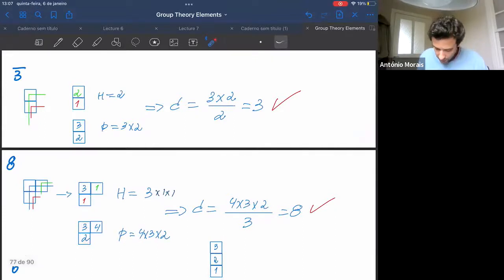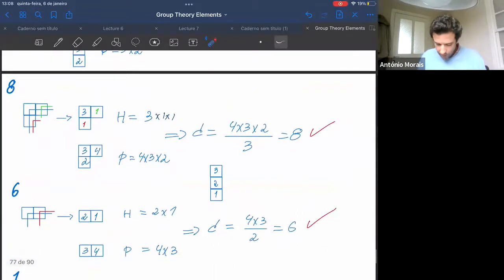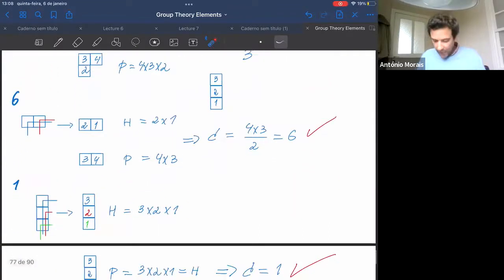What is the p factor? It's 4 times 3 times 2. So d is 4 times 3 times 2 over 3. This is 8. Right? So you just eliminate these 3's. 4 times 2 equals 8. So octet confirms. What about the sextet? The hooks, it's 2 hooks, 1 goes over 2 boxes, another one over 1. And the p factor is starting at 3 and growing by 1, 4 times 3. So now it's 4 times 3 divided by 2. 6 works.